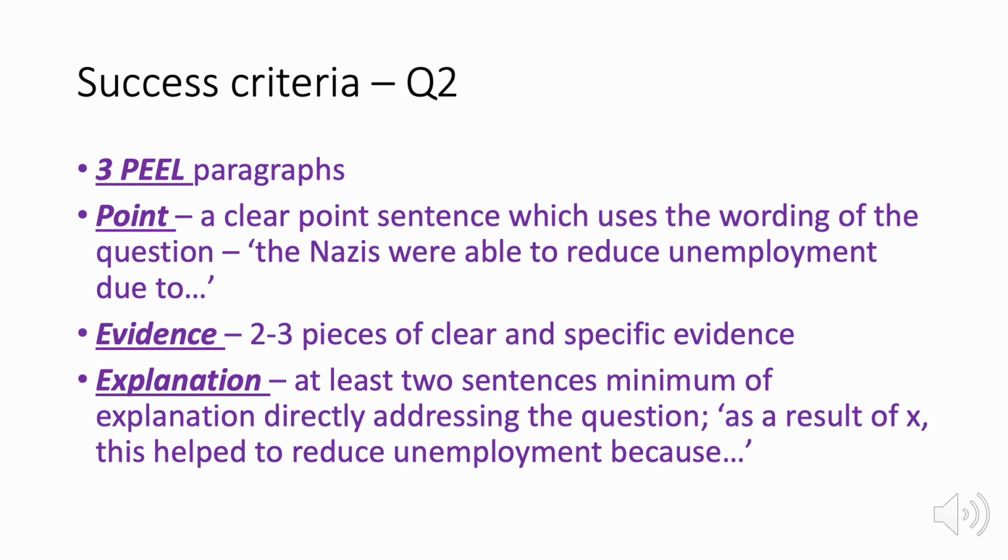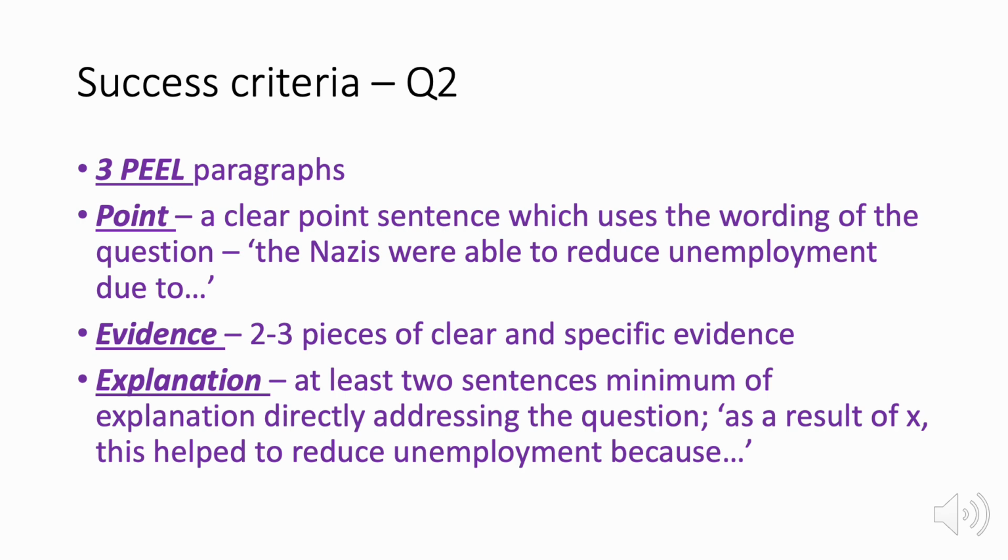Essentially, we teach you that you need to write 3 PEEL paragraphs. Your point sentence needs to closely use the wording of the question. So in this case, you want to start by saying one reason the Nazis were able to reduce unemployment was because of, or the Nazis were able to reduce unemployment due to. So it needs to use the wording of the question.